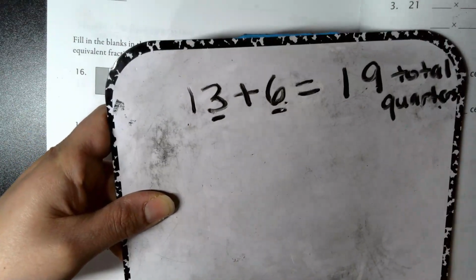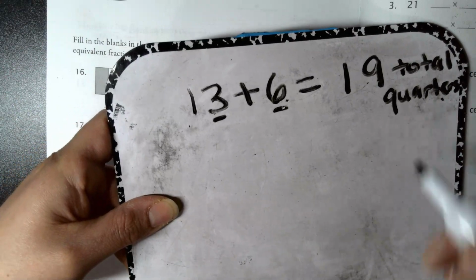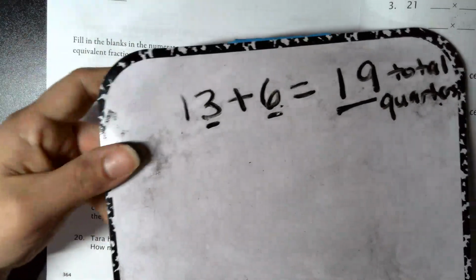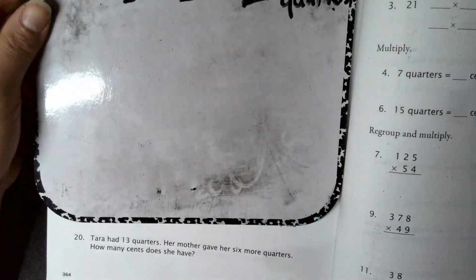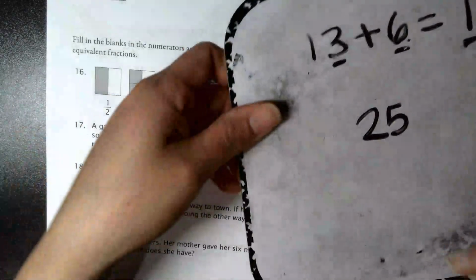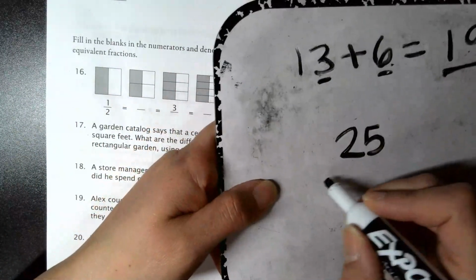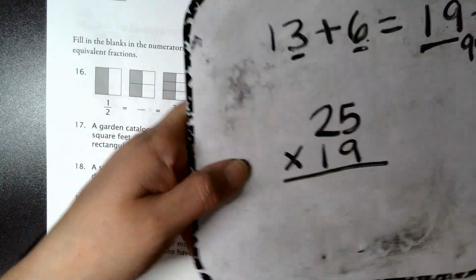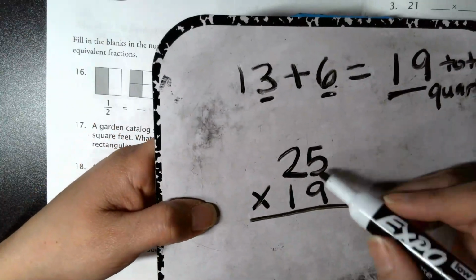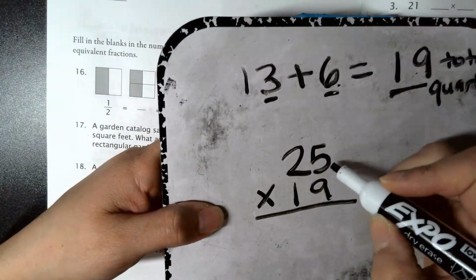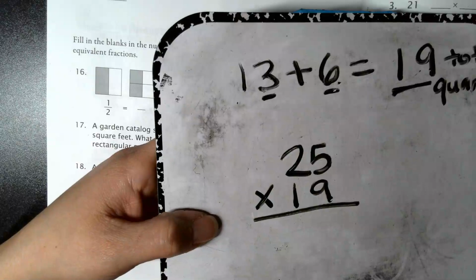Okay, so that's the total amount of quarters that Tara has. Now that we have the total amount, we can figure out how many cents. We take 25, and we always try to put the bigger number on top because it works out better. So 25 times 19, because we have 19 quarters, and each quarter equals 25 cents.